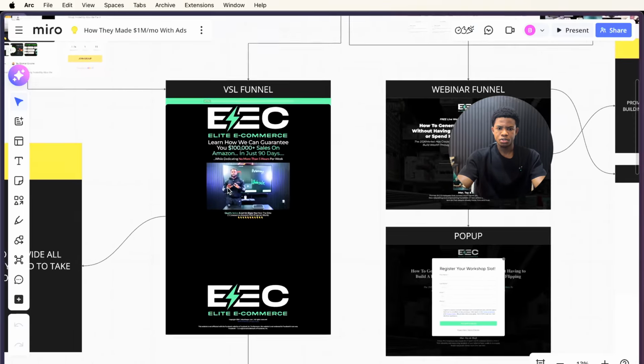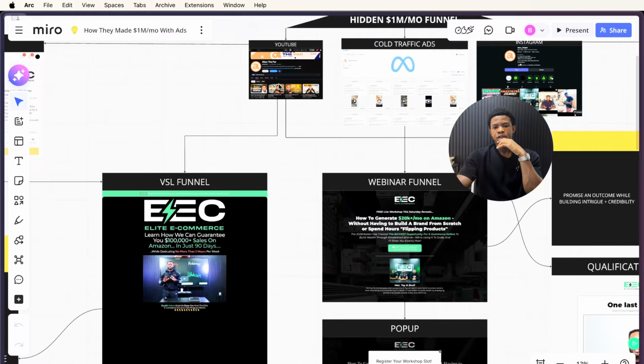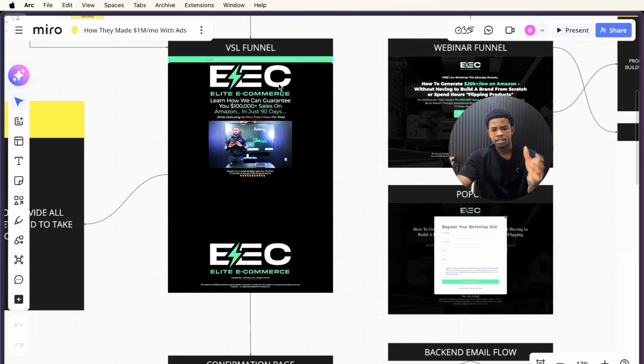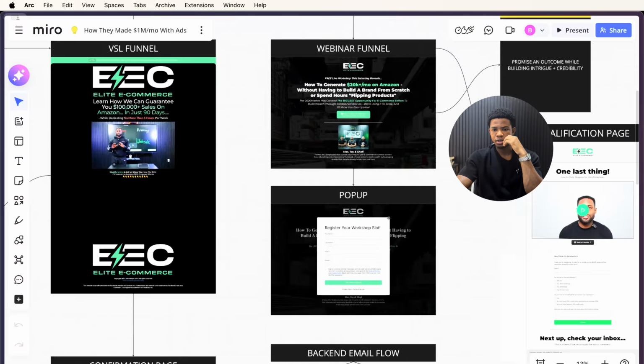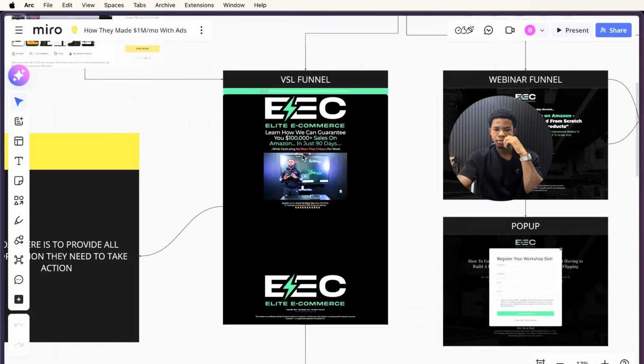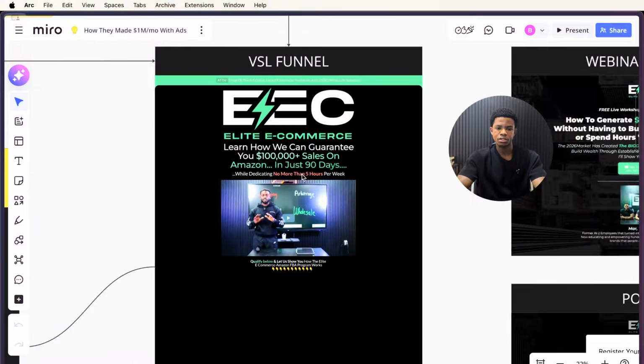And when it comes to the VSL funnel, we have a couple things. The YouTube right here redirects to the VSL funnel, which I'm going to break down in a second. Again, this funnel is very simple, just like we broke down over here: just the headline, the subheadline, the VSL, and then the application for people to book in a call. Learn how we can guarantee you $100,000 in sales on Amazon in just 90 days while dedicating no more than 5 hours a week.